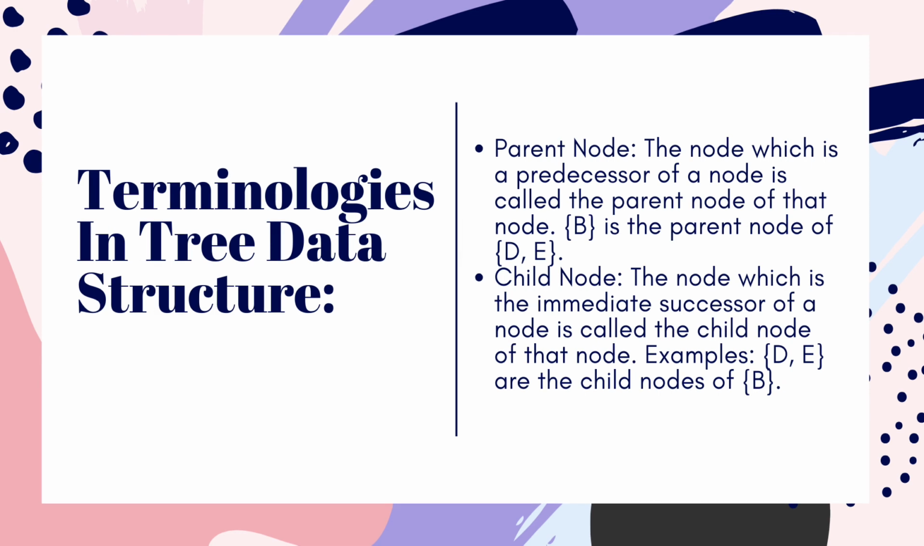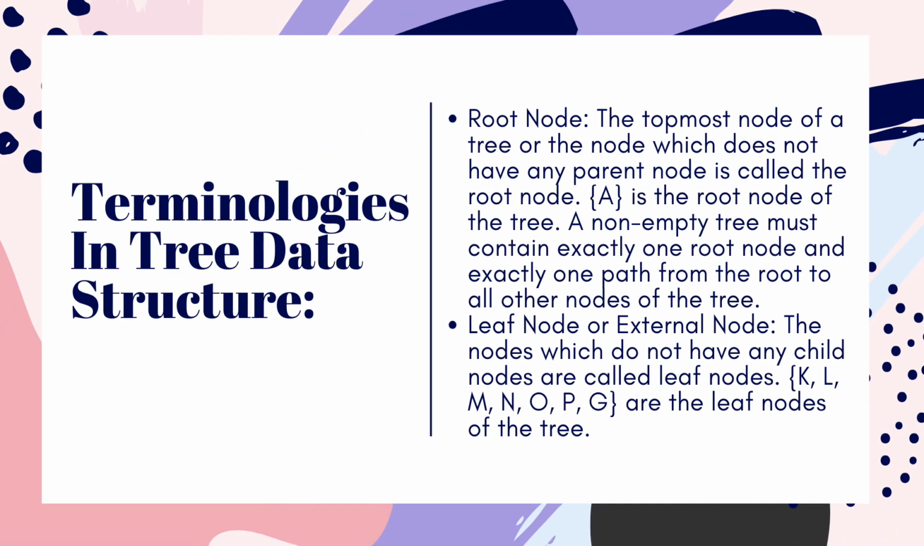Basic terminologies in tree data structure. Parent node: the node which is a predecessor of a node is called the parent node of that node. B is the parent node of D, A. Child node: the node which is the immediate successor of a node is called the child node of that node. Example: D, A are the child nodes of B. Root node: the topmost node of a tree, or the node which does not have any parent node, is called the root node. A is the root node of the tree.